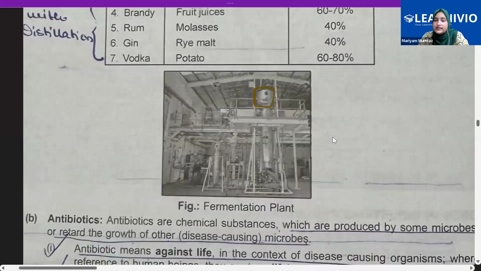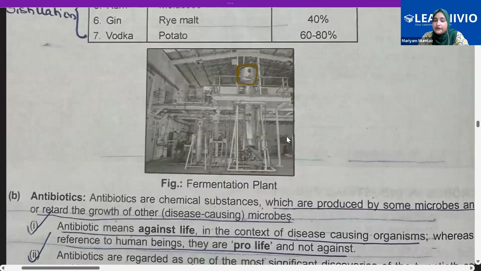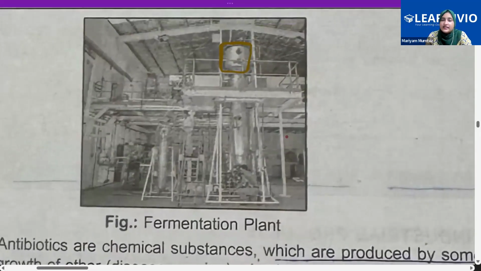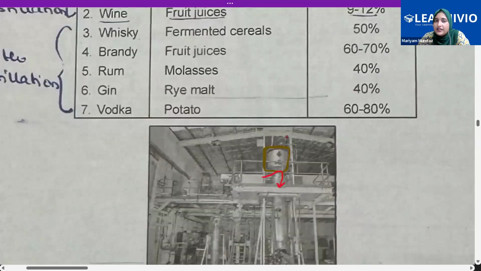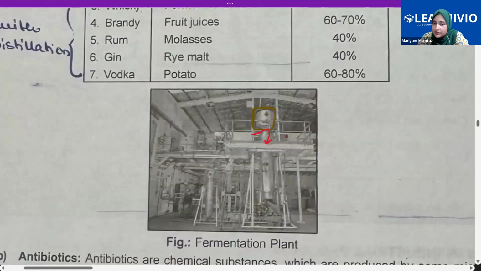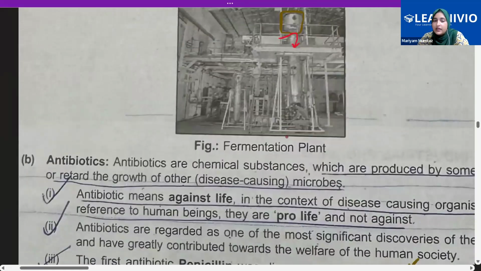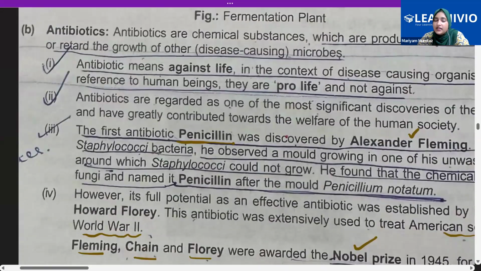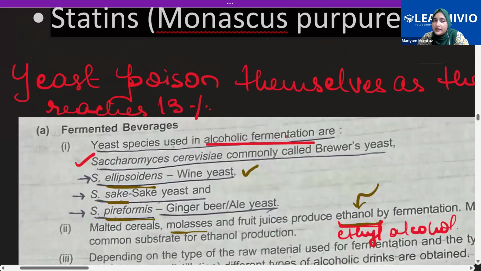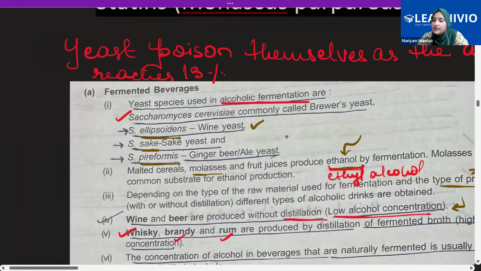No doubts. See, this is the picture of a fermentation plant. Any raw material, like the fruit juices, molasses, the wheat and barley juices, all of those things are put into it. And then an anaerobic condition is created. Anaerobic means the one that does not have enough oxygen. So the first industrial products are the fermented beverages. Is it clear, students?